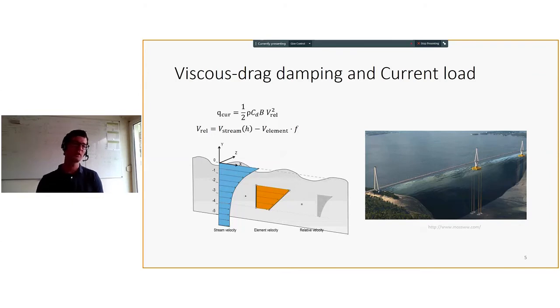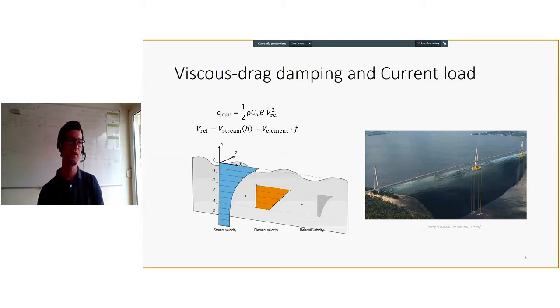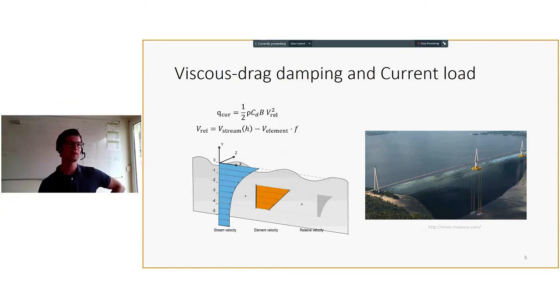a static load. But due to the movement of the structures, we have to have a formulation that calculates the relative velocity. So we are simply subtracting the stream and the element velocity, and then we are working with the relative velocity. This is in hydrodynamic theory also known as viscous drag damping, and those effects are of course present in the structure submerged under the water.